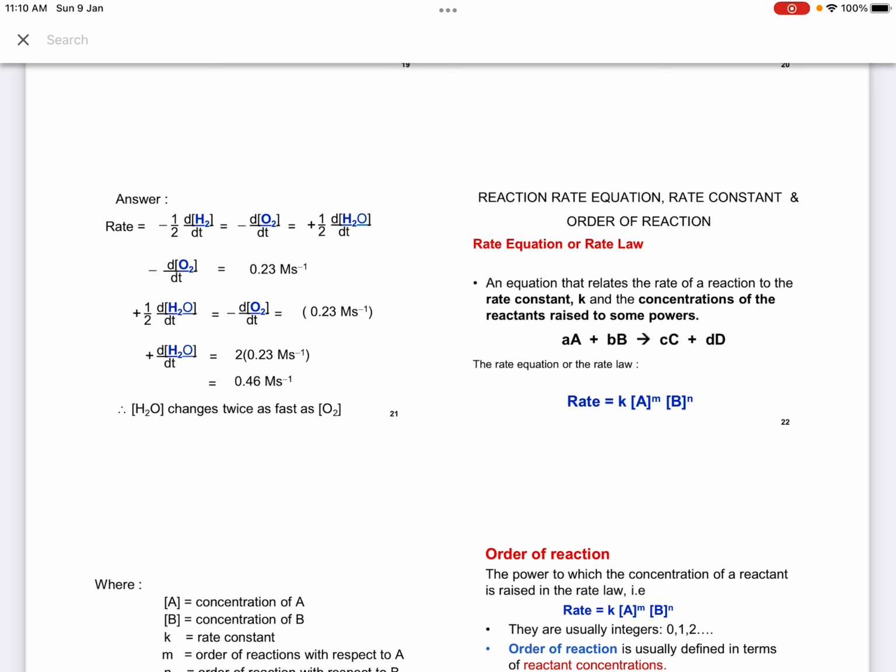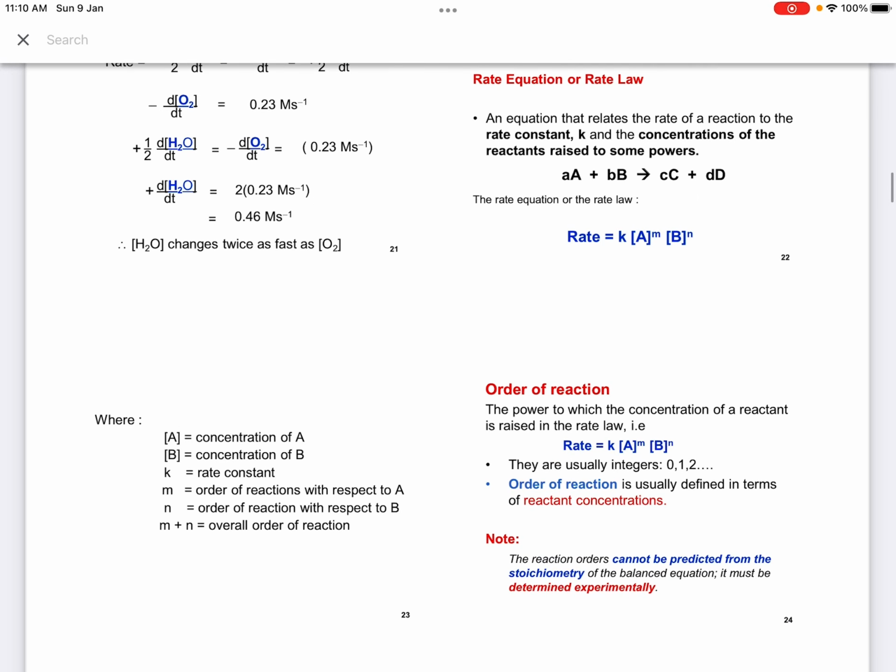Please take note, the rate law is written for reactants, not for products. So [A] is the concentration of A, [B] is the concentration of B. Then k is the rate constant, m is the order with respect to A, n is the order with respect to B. m plus n is called the overall order of reaction.